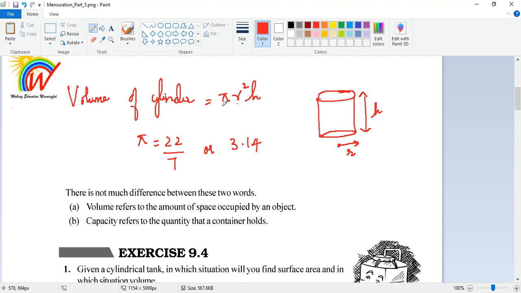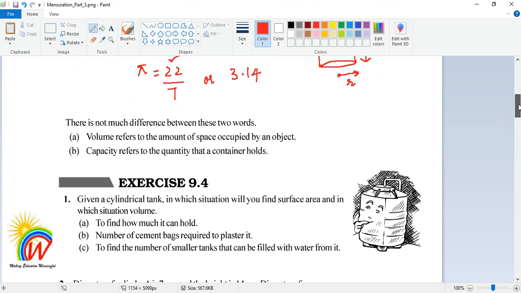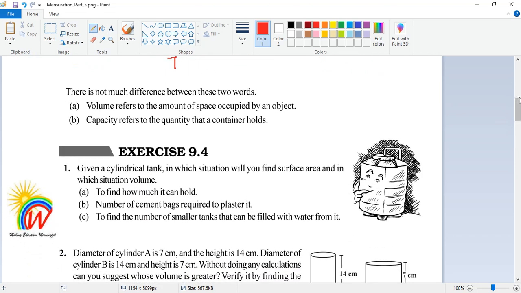The value of pi is 22 by 7 or 3.14. If it is specifically given to use 3.14, in the question itself they will tell you what to use. If they say you have to use 3.14, then you use it. If they have not given anything, then you can use either, but 22 by 7 works better. There is no hard and fast rule that you have to stick to a particular value. You just use it according to the question, according to what is easy to solve.